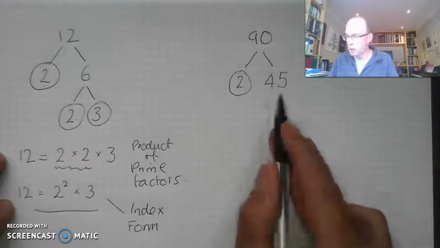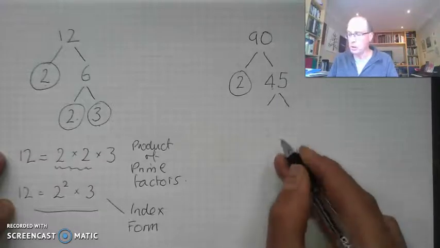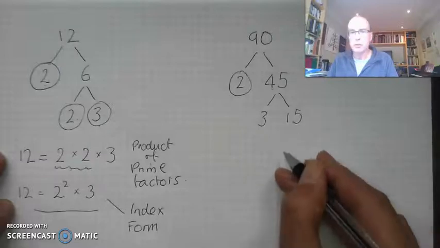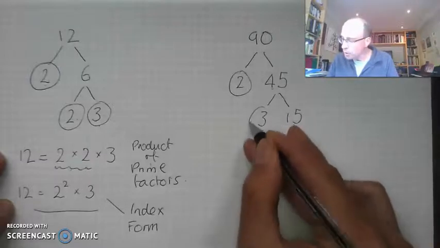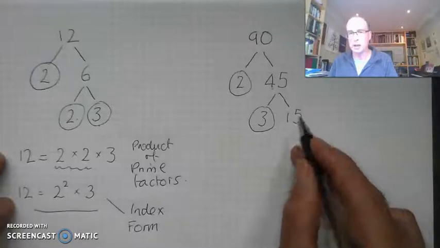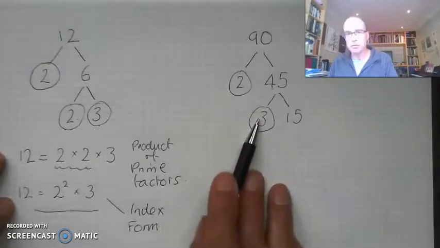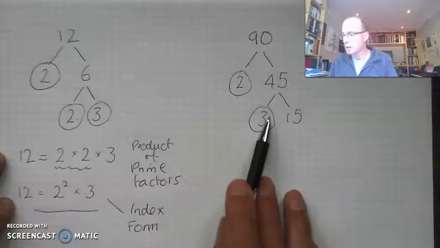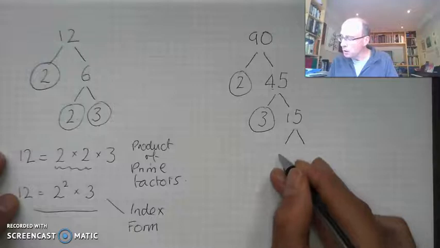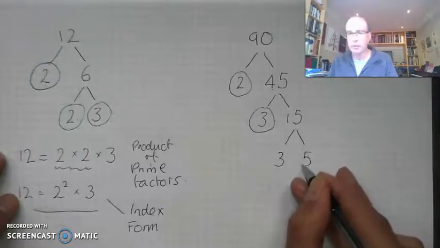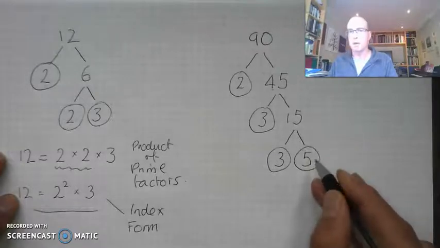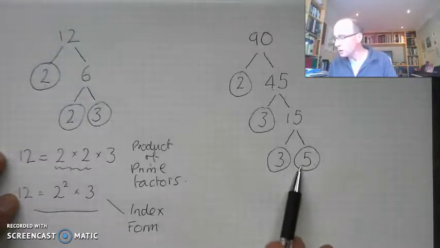So 45 is not prime. I can split that up into what we're going to choose, 3 and 15. Well, 3 is a prime number and 15 isn't, so I'm not going to circle that number. So these branches here, I've stopped because I've hit my prime. 15, I need to keep on going. So 15 I'm going to split into 3 and 5. 3 is a prime number, 5 is a prime number, so I've stopped. I've got no extra branches.